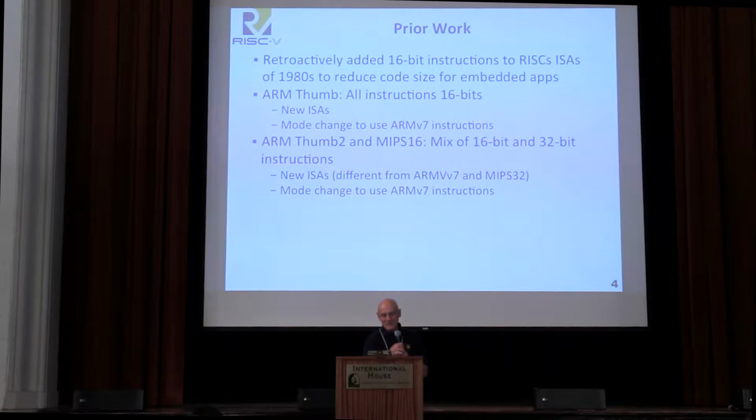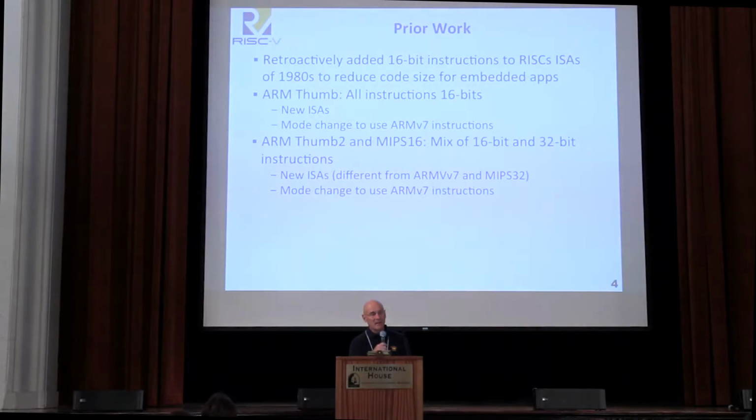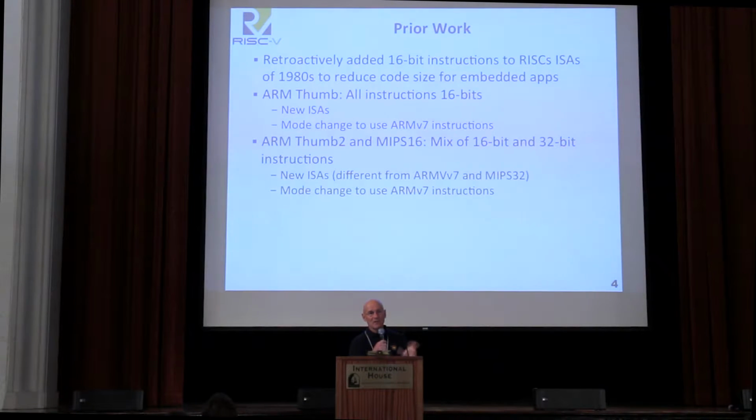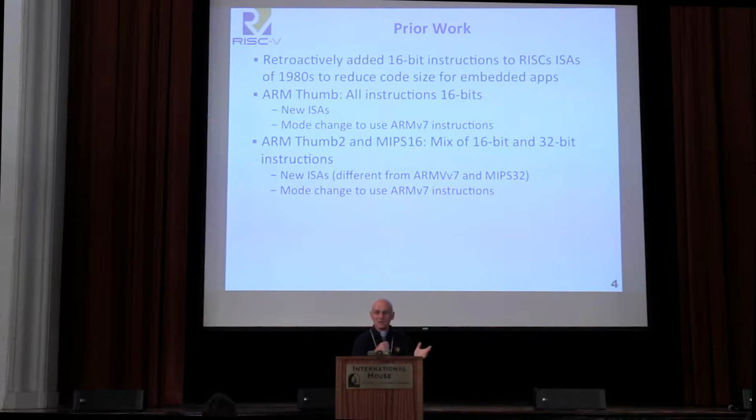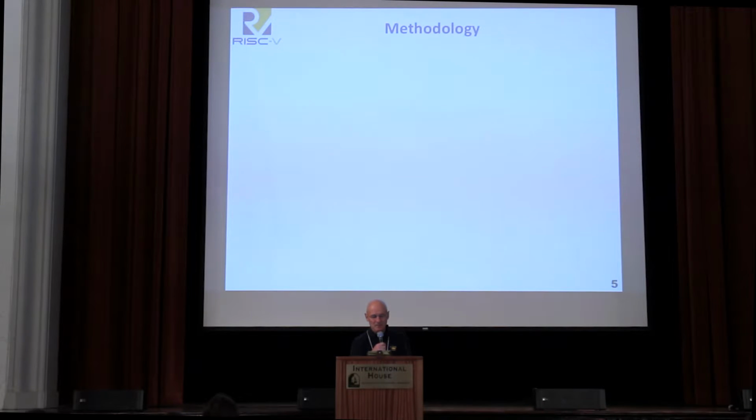We are not the first people to do this. ARM did this with the Thumb instruction set, which was a brand new instruction set when they did it, and you had to change modes to use 16-bit instructions. All the instructions were 16-bit. That didn't work very well, so a couple years later they did Thumb 2. MIPS did something along the same lines. They had a mix of 16 and 32-bit instructions. They're actually a different instruction set, and they could go back via a mode change. So that all happened pretty much in the 80s, and some of it in the early 90s.